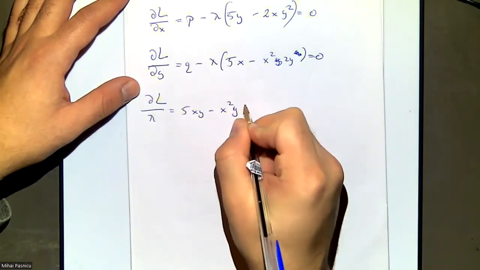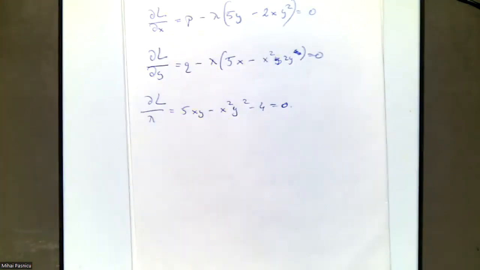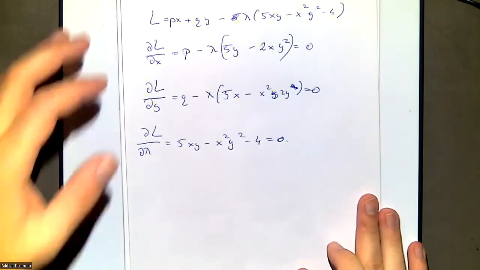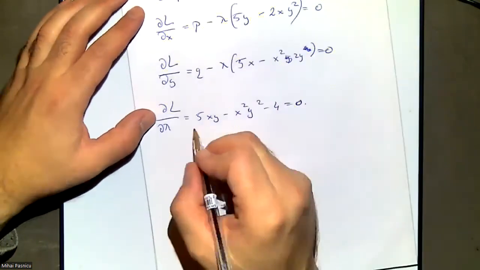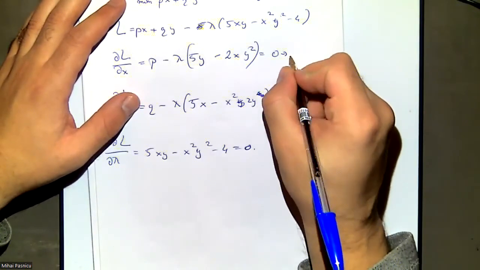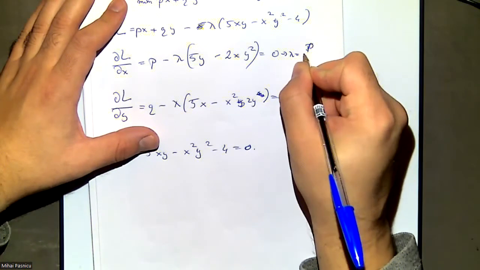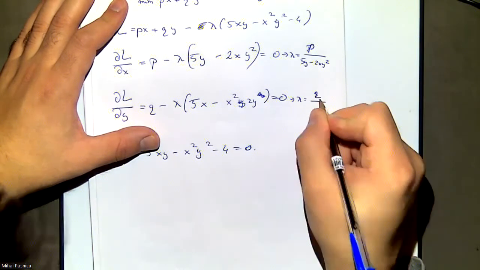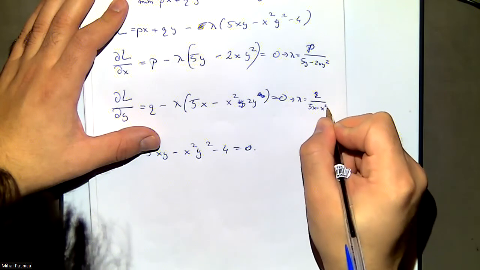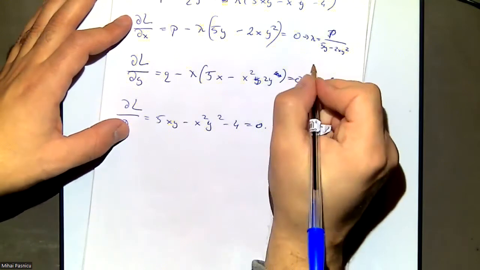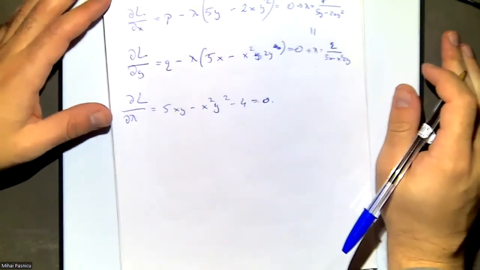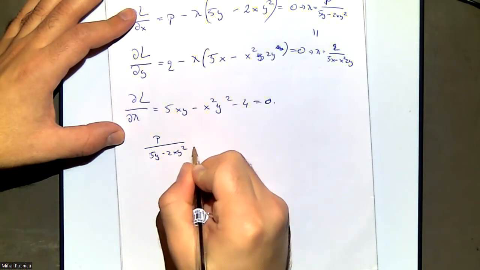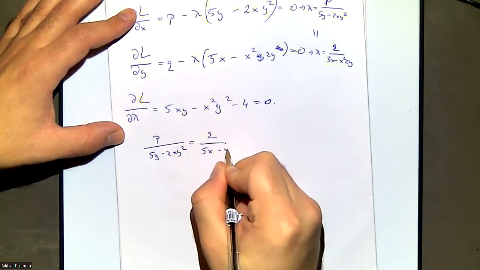Again, I sometimes like to write this constraint in the Lagrangian. Do not write this derivative in the Kuhn-Tucker because it's wrong. But in the Lagrangian, I sometimes just like to write it down. Just works for me. Anyway, now I'm going to get lambda out of here. Lambda is equal to P over 5y minus 2xy squared. Lambda is equal to Q over 5x minus x squared times y. Lambda is equal to lambda. Somebody wrote that, which I think makes perfect sense. So it's P over 5y minus 2xy squared is equal to Q over 5x minus x squared times y.